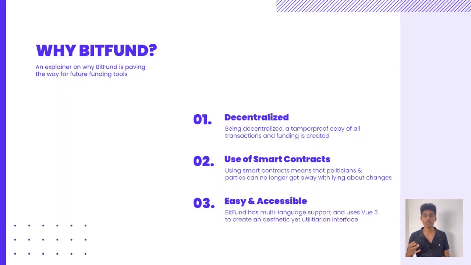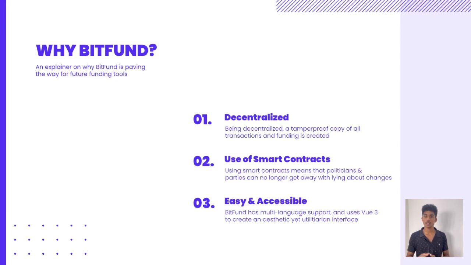Here's what sets BitFund apart from other funding platforms. For starters, it's decentralized and runs on the blockchain. This means that manipulating the data, the funding history, etc. is insanely difficult and almost impossible. The second reason is the use of Solidity smart contracts. These smart contracts make sure that a third party is not required for the funds to be transferred either to the party or back to the donors.